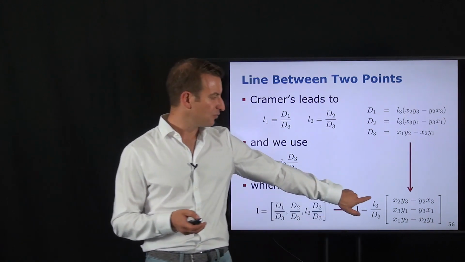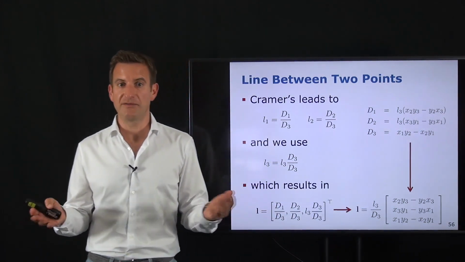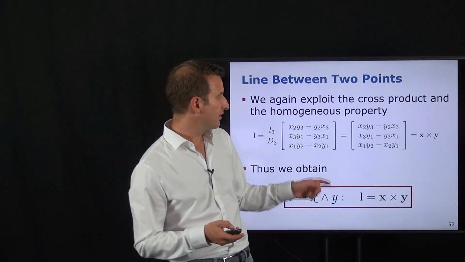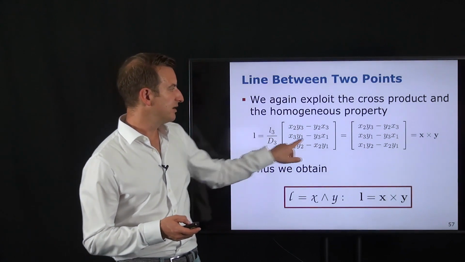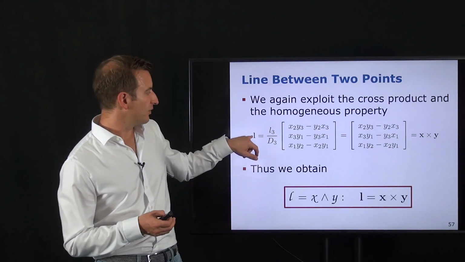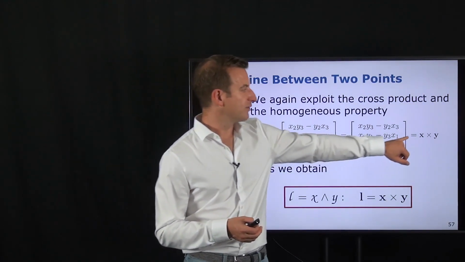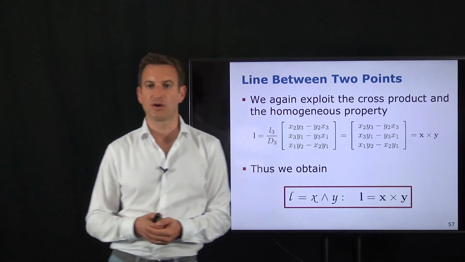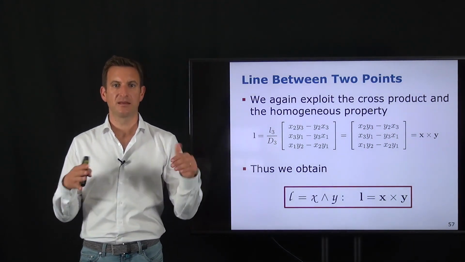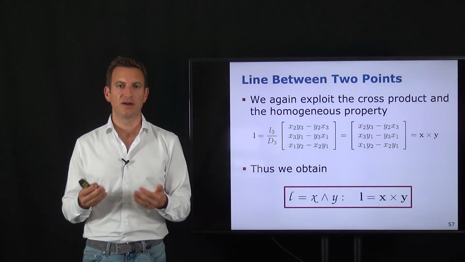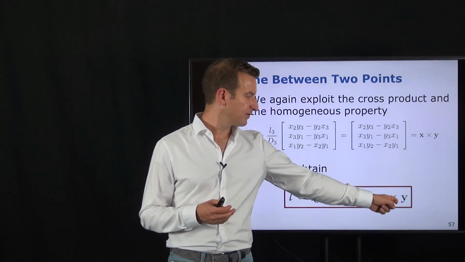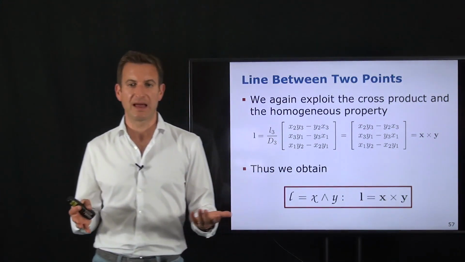So we can simply drop this vector over here because we have a homogeneous object and it is still identically the same. And as a result, this expression equals this expression because I can drop this scaling factor. So my line parameters l turn into nothing else than x cross y. So in order to compute the line that goes through 2 points, I just need to compute the cross product of the 2 points. So x cross y gives me the line.